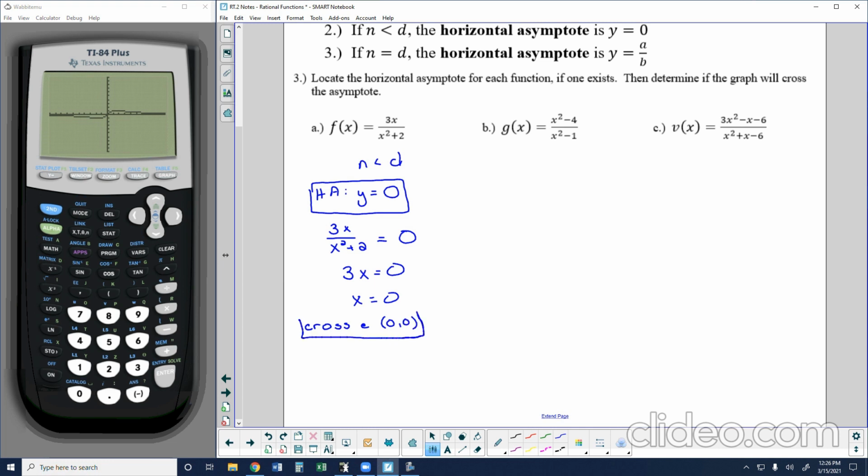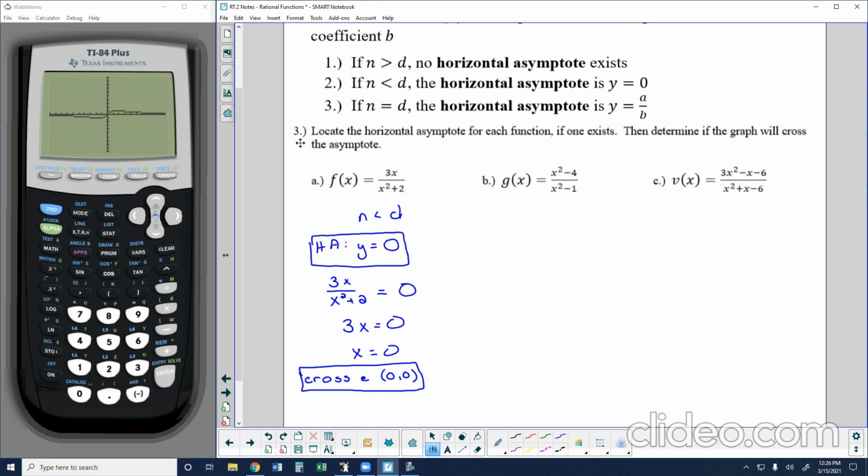So the horizontal asymptote, again, is a line that the function will approach to the left and to the right as it goes towards infinity. And in some cases, it can cross that horizontal asymptote. Here we see the graph crossing at 0, 0. Let's take a look at another example, problem number 3. Problem 3b. In problem 3b, we have x squared minus 4 over x squared minus 1.